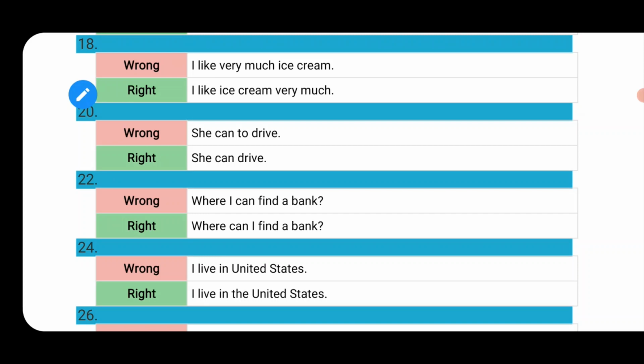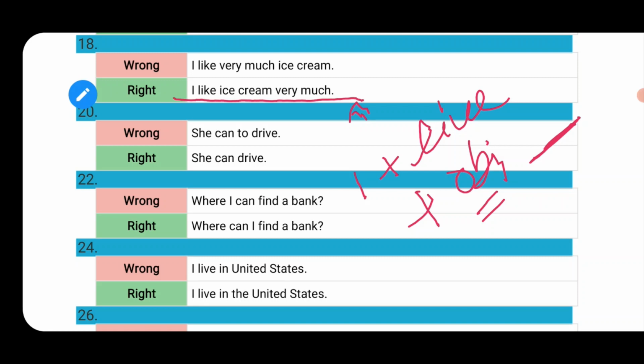The first sentence says, I like very much ice cream. I guess you can see the answer written over here. Now, dear students, what is the mistake over here? I, then we have the verb like. Right after it we need an object. We need to supply an object. Then after that the other words will come. So that's why the answer is written this way: I like ice cream very much.